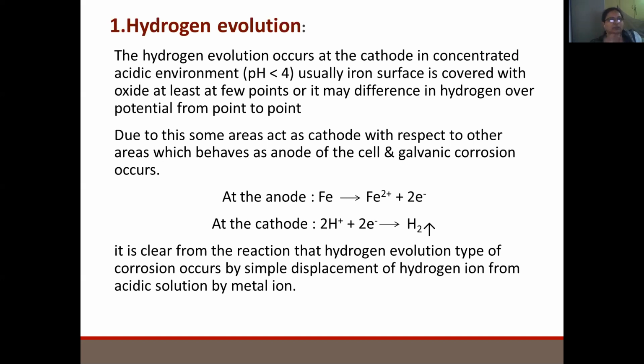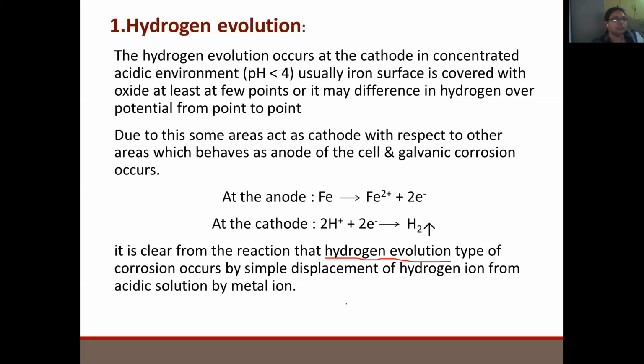So it is clear from the reaction that hydrogen evolution type of corrosion occurs by simple displacement of hydrogen ion from the acidic solution by metal ion. So you can generalize this statement by saying that hydrogen evolution takes place when, in the electrochemical series, metals which are present above hydrogen dissolve in acidic solution and evolve hydrogen.